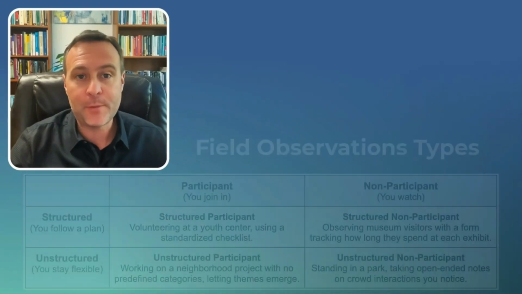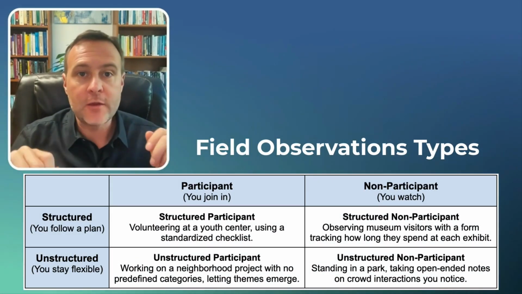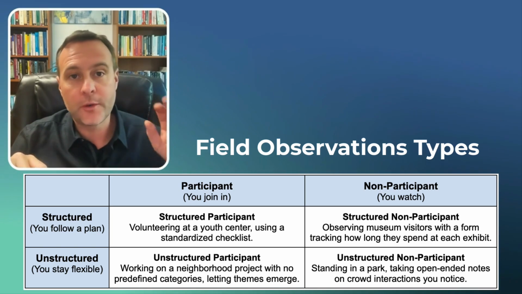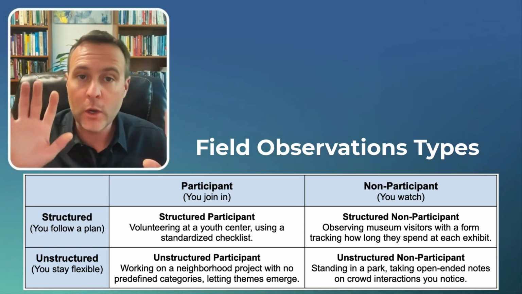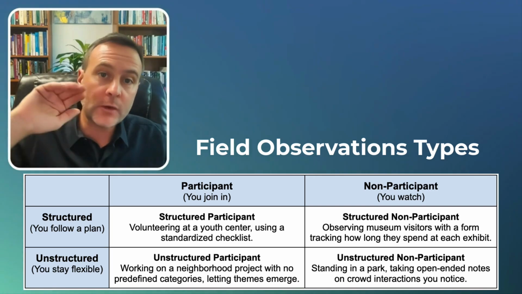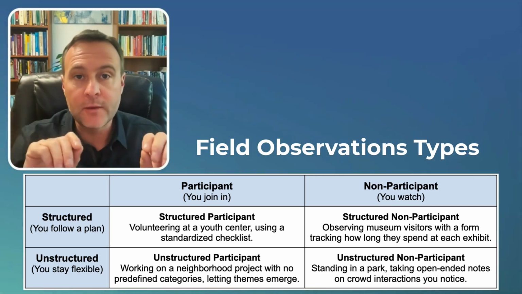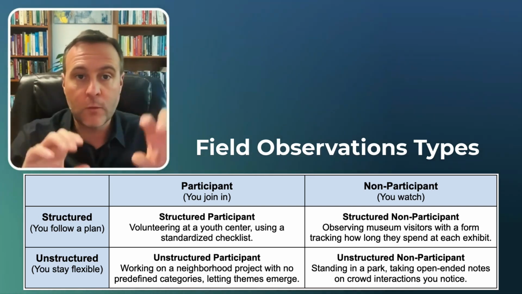So let's talk about types of field observation. You can think of this as a 2x2 matrix. You have to decide the degree to which you are going to be a participant observer or a non-participant observer. And then you also need to decide if you're doing structured observation or unstructured observation. And so you can basically be in any of these quadrants.